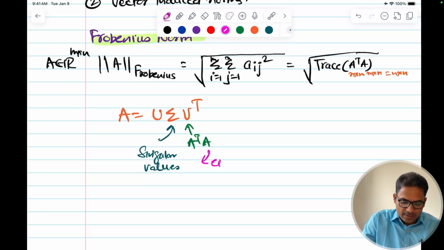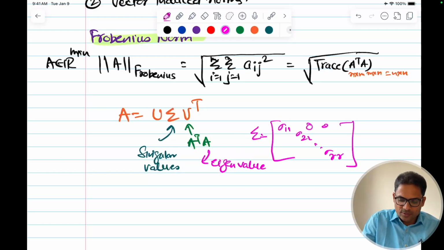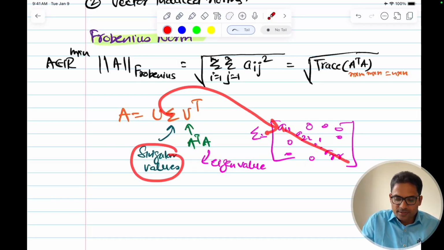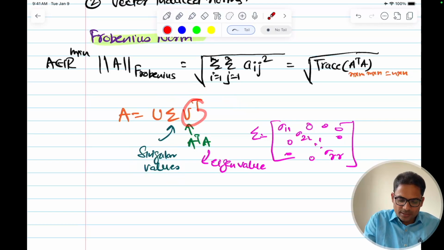They were the eigenvalues of A transpose A. So this sigma was a diagonal matrix, with sigma 11, sigma 22, like this till sigma RR, where R was the rank of the matrix, and everything else was 0. These are the singular values. This is the matrix A transpose A, and this is your A transpose.